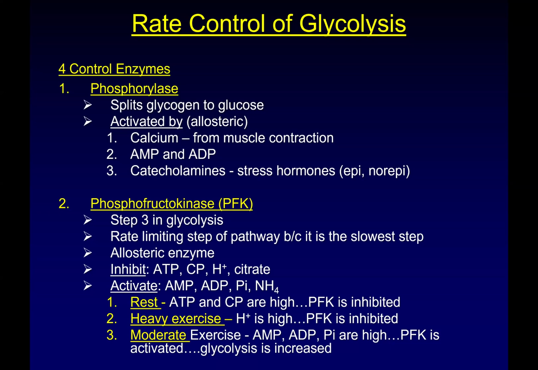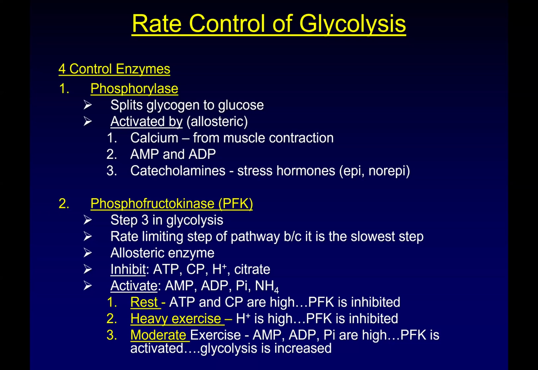So there's an enzyme that plays a role at each one of these steps as we go along. The very first place we control the rate of glycolysis is with something called phosphorylase. Phosphorylase is the enzyme that splits glycogen into glucose, so it's going to help us get more glucose in.